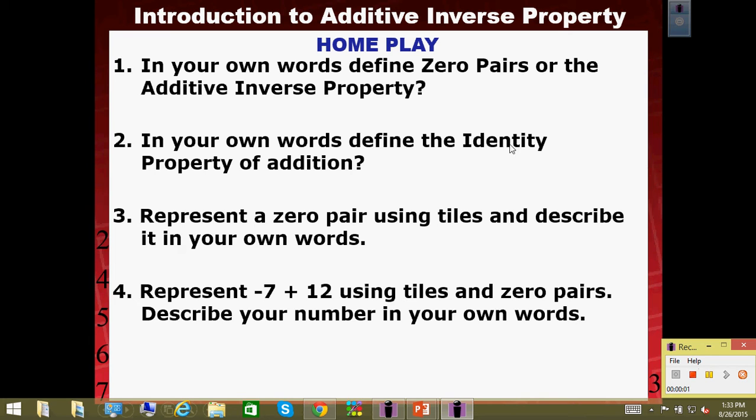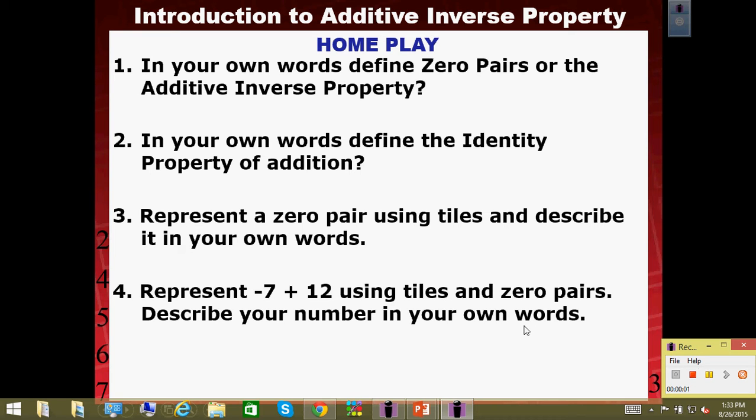So once again, the home plate for tonight, it was 4 questions. In your own words, define zero pairs and additive inverse property. In your own words, define the identity property of addition. Represent zero pair using tiles and describe in your own words. Represent -7 and 12 using tiles and zero pairs. Describe your number in your own words.